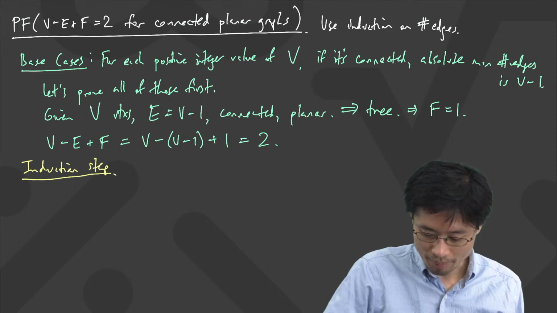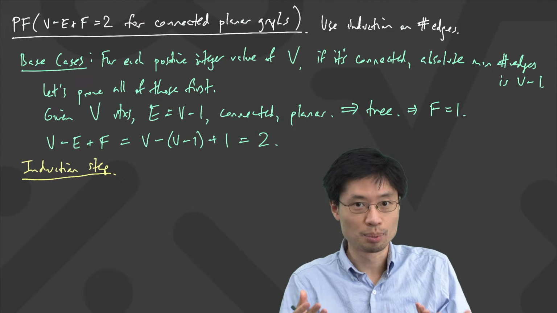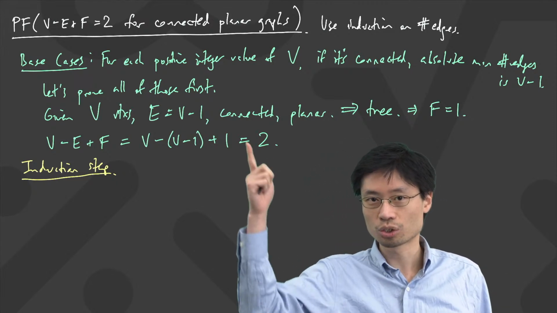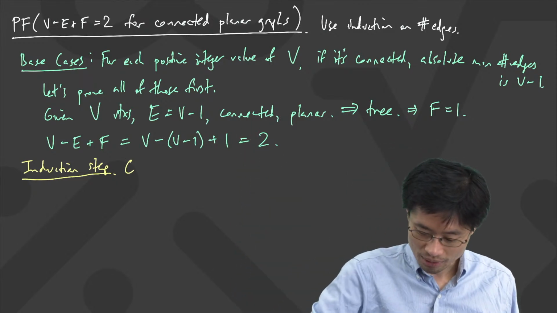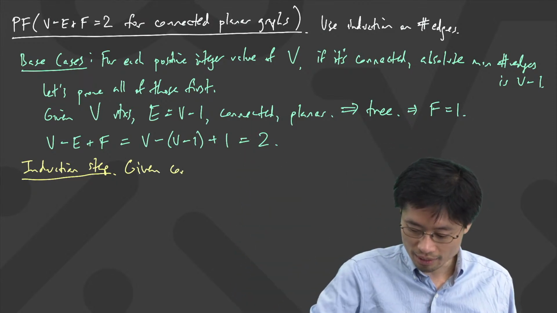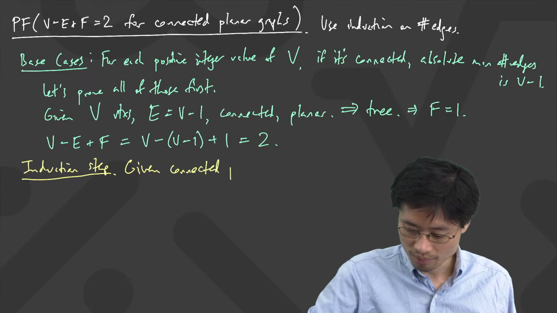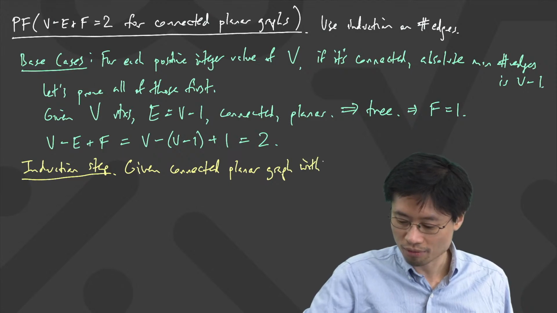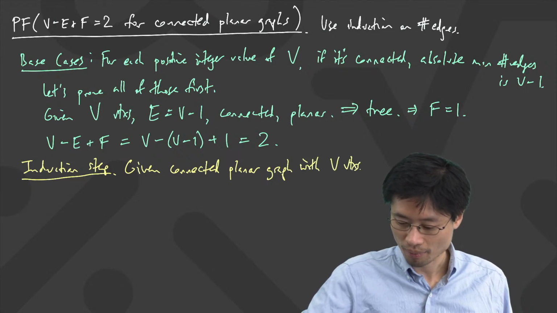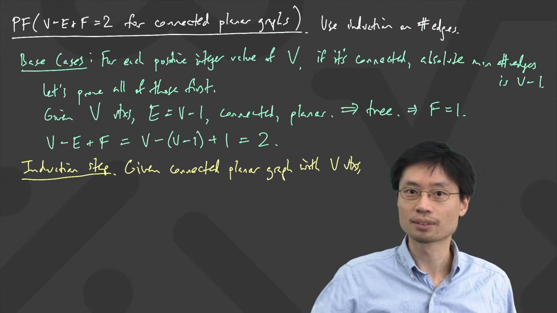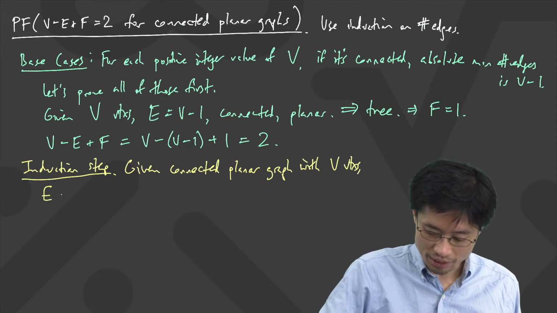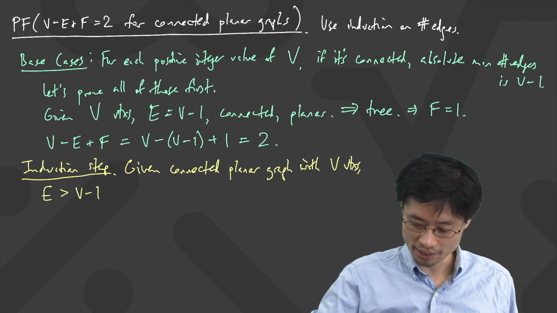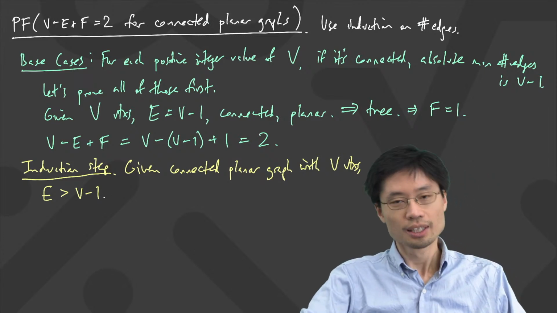And now the induction step is, well, I have a number of vertices, I have a number of edges, and that number of edges is strictly more than this base case. So I'm given a connected planar graph with v vertices, no idea what that is yet, and the number of edges is going to be strictly more than v minus 1, so it's just not one of those base cases.